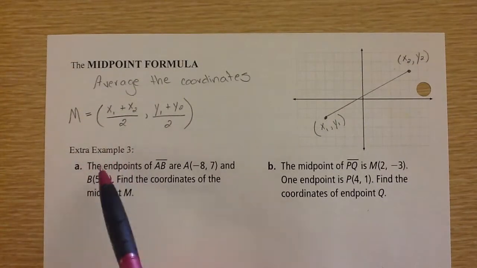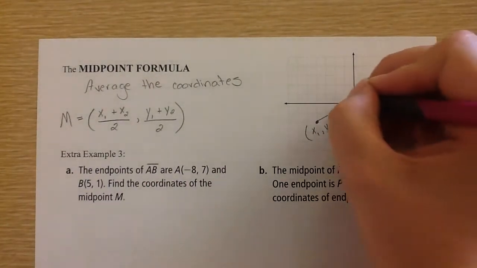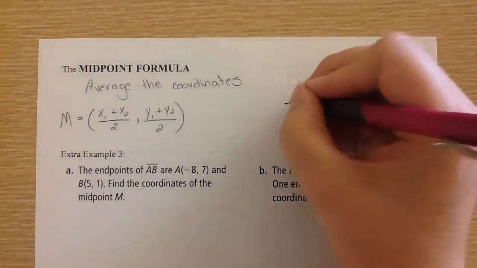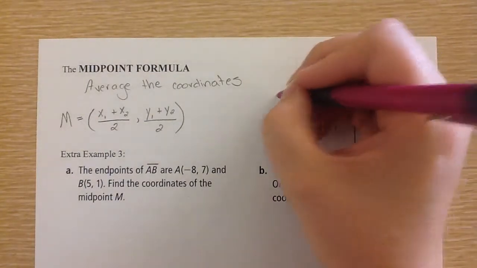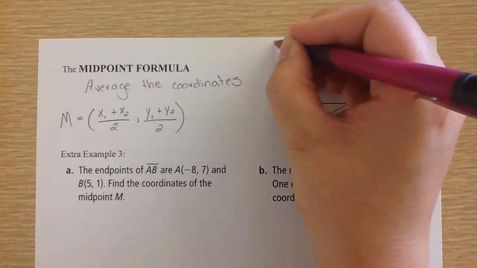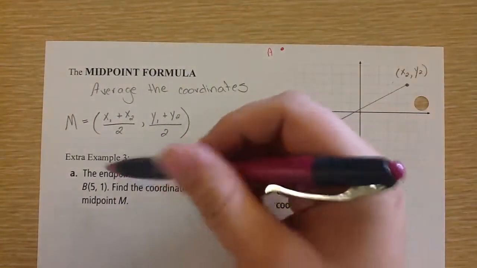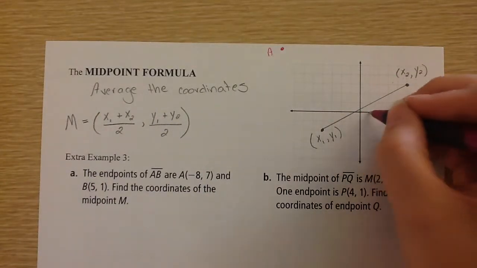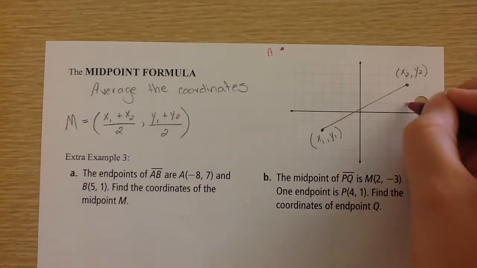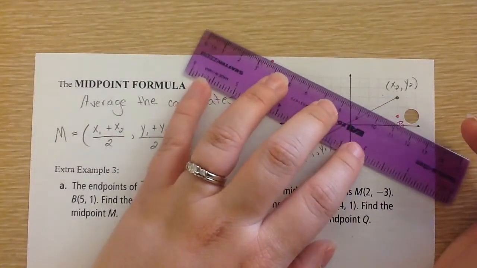Okay, so here, example 3, the endpoints of segment AB are at -8, 7. So let's plot that. -8, 1, 2, 3, 4, 5, 6, 7, 8, and 7: 1, 2, 3, 4, 5, 6, 7. So it's going to be way up here. There's point A. Point B is at 5, 1: 1, 2, 3, 4, 5, 1. There's point B. So my segment is going to be about like this.